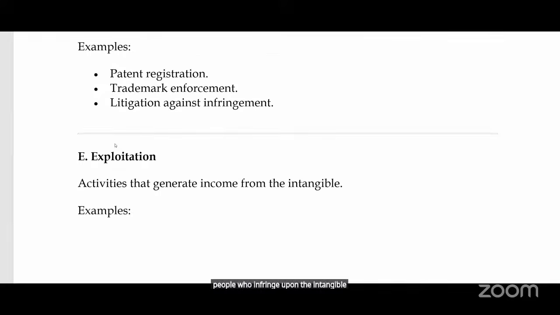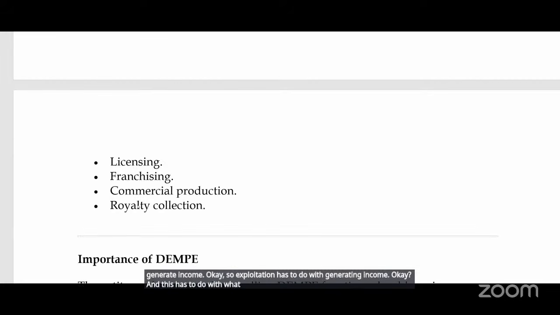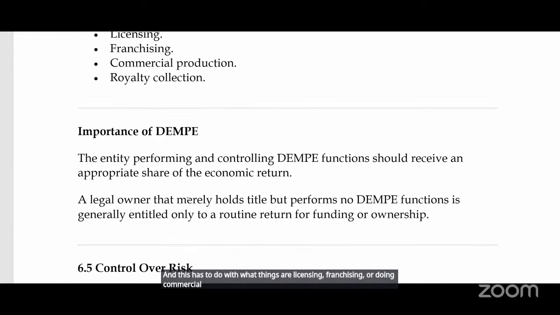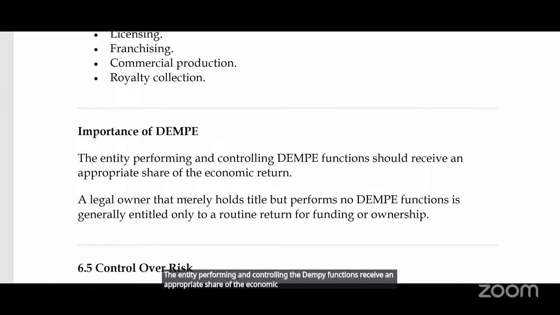Then we have exploitation, how you generate income. Okay, so exploitation has to do with generating income. Okay, and this has to do with things like licensing, franchising, or doing commercial production and royalty collection. So we are saying that the entity performing and controlling the DEMPI functions receives an appropriate share of the economic return. A legal owner that merely holds title but performs no DEMPI function is generally entitled to only a routine return for funding or ownership.